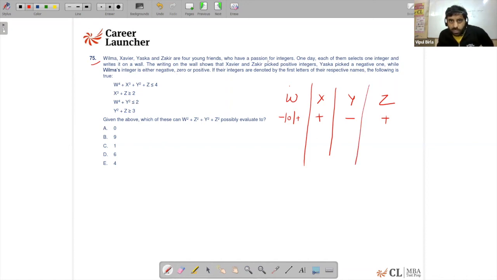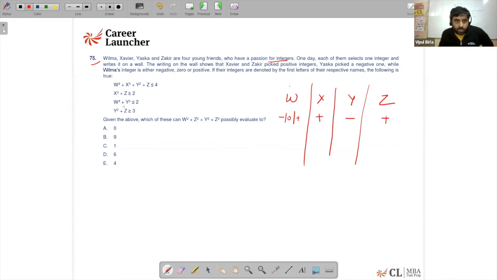But it is integers for everyone. Okay. If their integers are denoted by the first letter of their respective names, the following is true. So w to the power 4, x cube, y square, and okay, x cube plus z is greater than 2, and then okay, this is given.